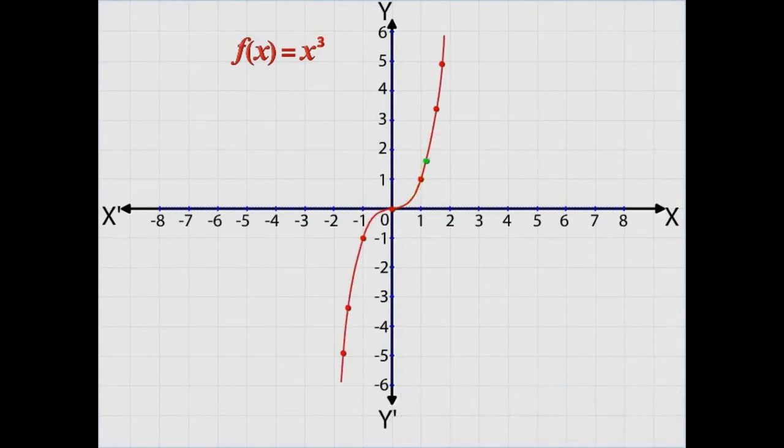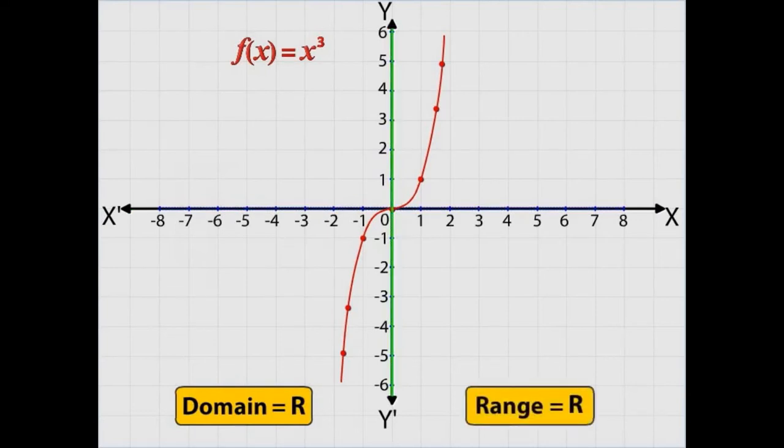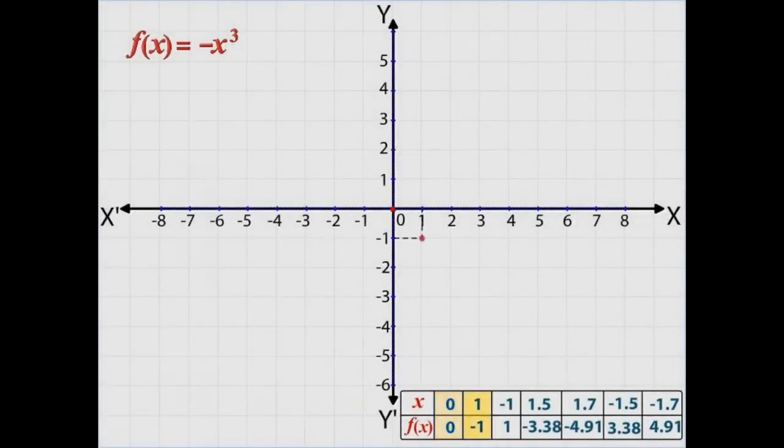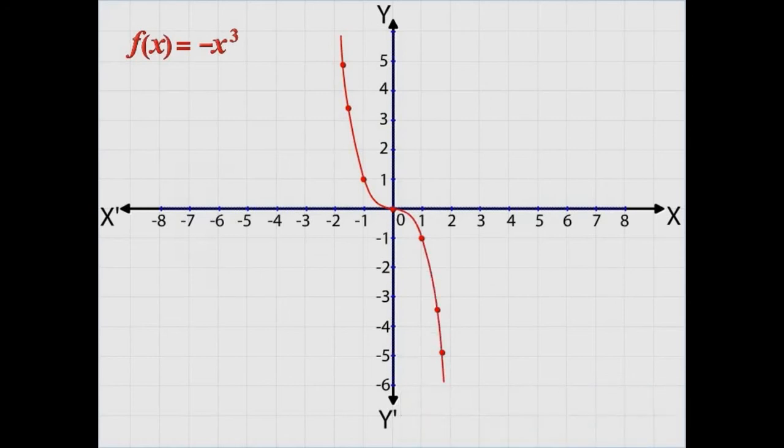This graph shows that as x increases, y increases, and as x decreases, y decreases. Thus, the domain of this function is the set of real numbers, and the range is also the set of real numbers. Now look at the polynomial function with the same odd degree but leading coefficient minus 1. Let's draw its graph. This graph shows that as x increases, y decreases, and as x decreases, y increases.